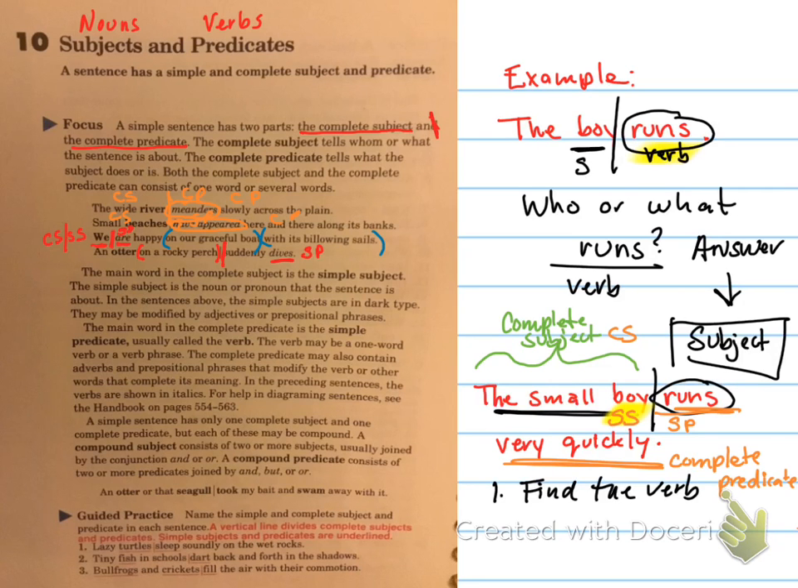Okay, because everything that goes with the predicate is the complete predicate. Everything that goes with the subject is the complete subject. So the simple predicate is here and the simple subject is there. Okay, so what we're talking about are the main words. Everything is complete, just the main word is simple. Okay, to make that simple.